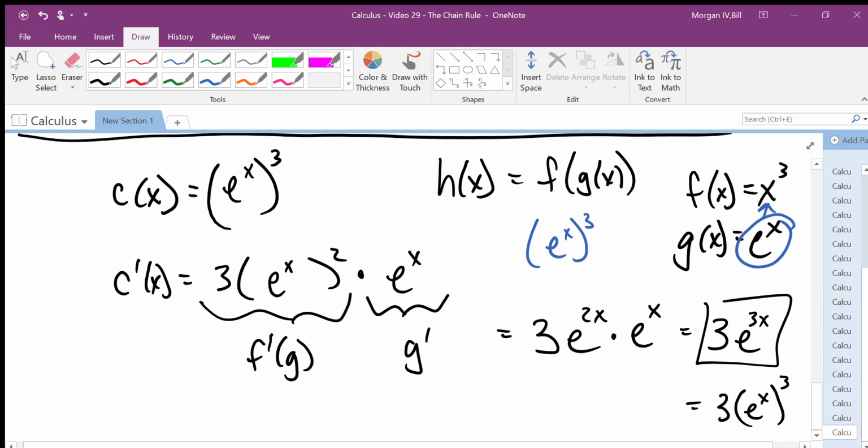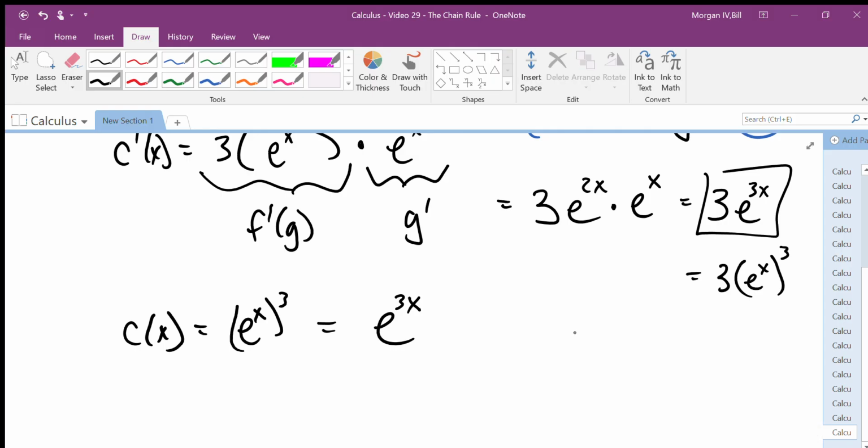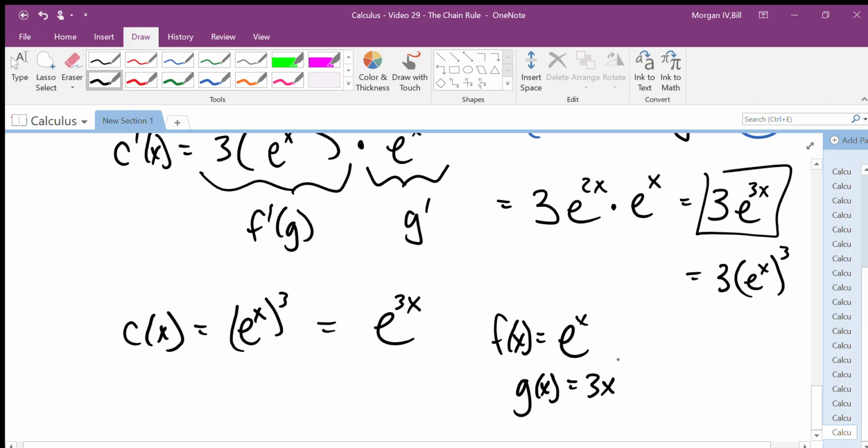That one can actually be done a little bit easier. If we look at c of x, instead of looking at it as e to the x to the third, if we go ahead and multiply those exponents and call it e to the 3x from the very beginning, okay? So now by switching this up, my outside function is e to the x. My inside function is the 3x. And what I'm doing is I'm taking the 3x and plugging it in for all the x's of the f function, which becomes e to the 3x.